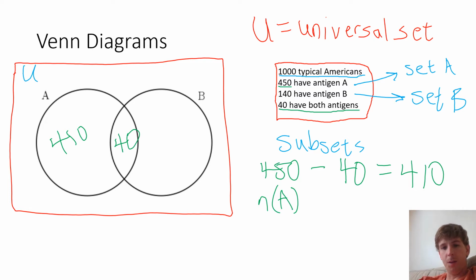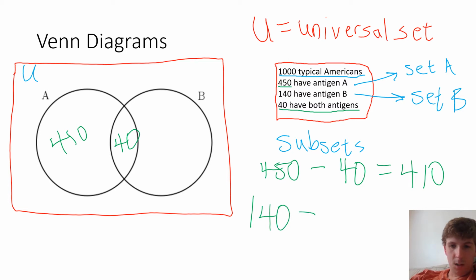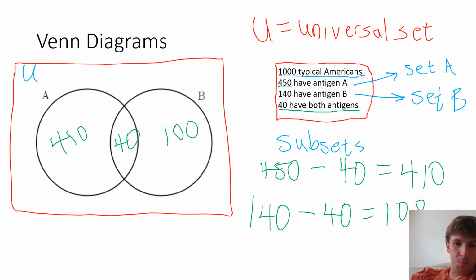We can do the same thing for B. We take the number that are in set B, which is 140, subtract out the 40, so we're left with 100, and that is the number that just have B, so B but not A. Over in this section where we have 410, that is A but not B. In the middle here, that is A and B. Over here, this is B, not A. So let me just write that in here.